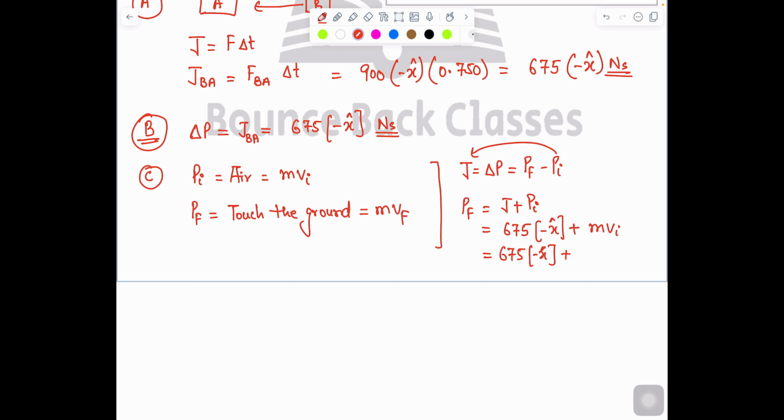So what is the mass? 83 multiplied by 6.5, x cap. This is the positive direction. So what is your result? Solve it. 675 negative x plus the value. If you solve it, what is the solution we have? Plus 83 times 6.5. Once you solve it, you will get 135.5 negative x cap. This is your final momentum. Clear, guys? You understand?